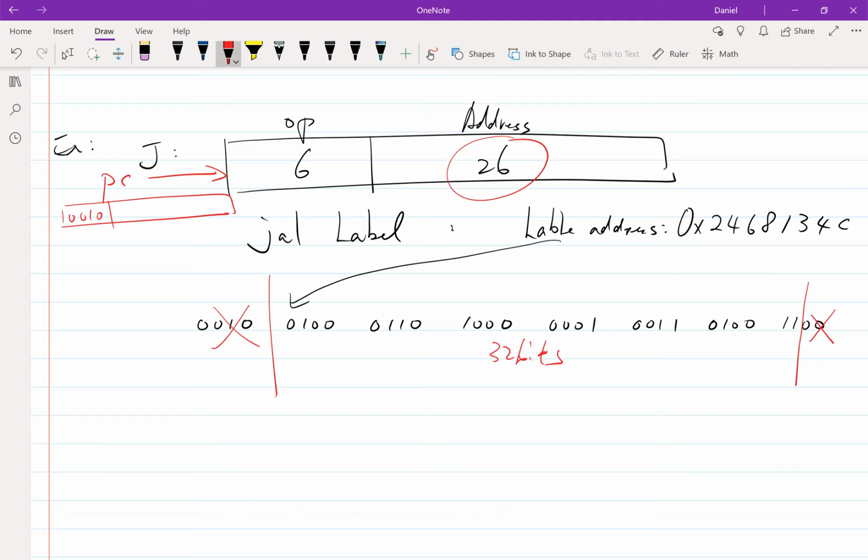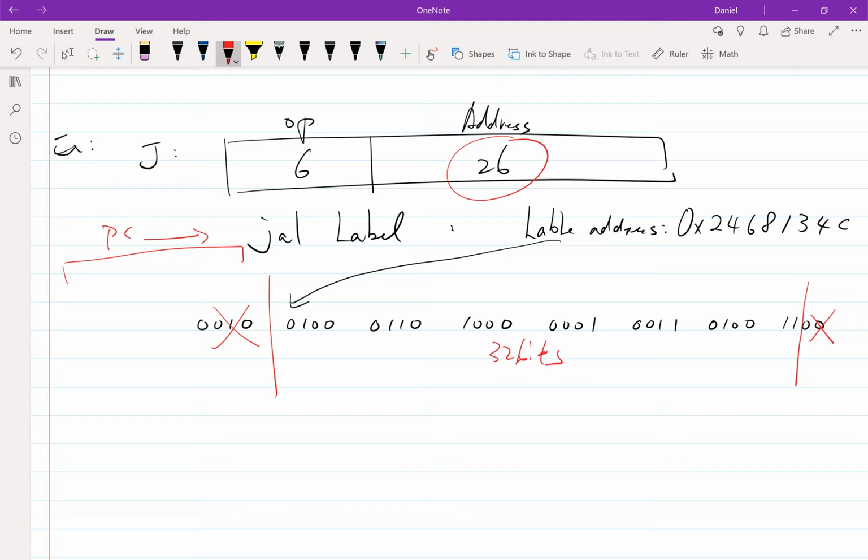If these 4 bits are not the same, you cannot do it anymore. Then you have to use JR. But just assume that we will always carry the same first 4 bits, which means the label will not be too far away from your current instruction. Sounds good? Oh, actually, this is not the PC. The PC should point at here, with the address.